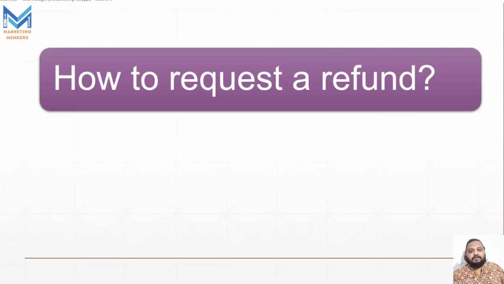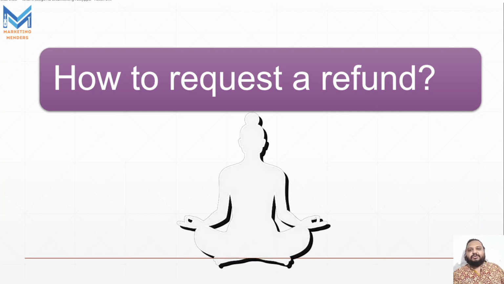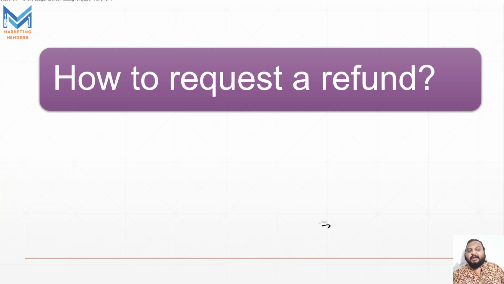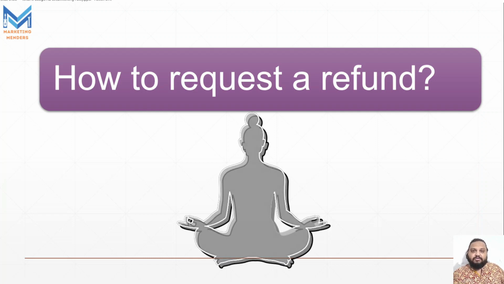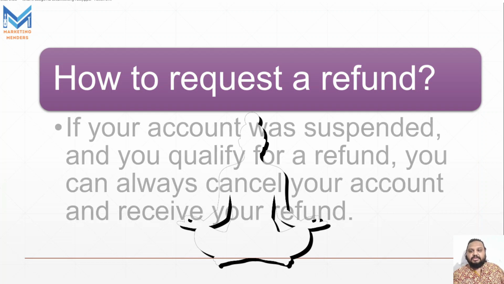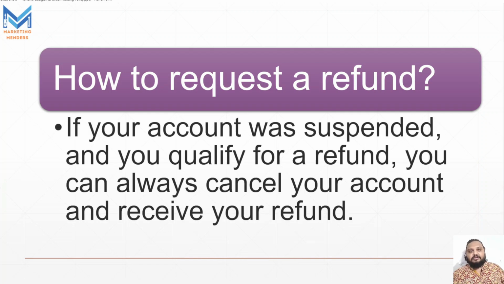Now the major important concern: I created a Google Ad account, I added funds to that account, and unknowingly my account got suspended. What will happen to my money? How do I get a refund? So guys, don't worry, right? If your account is suspended, you have raised an appeal, that appeal has been rejected and your account remains in the permanent suspension stage, then in that case, there is an option wherein you have to cancel the account. You have to apply for the cancellation.